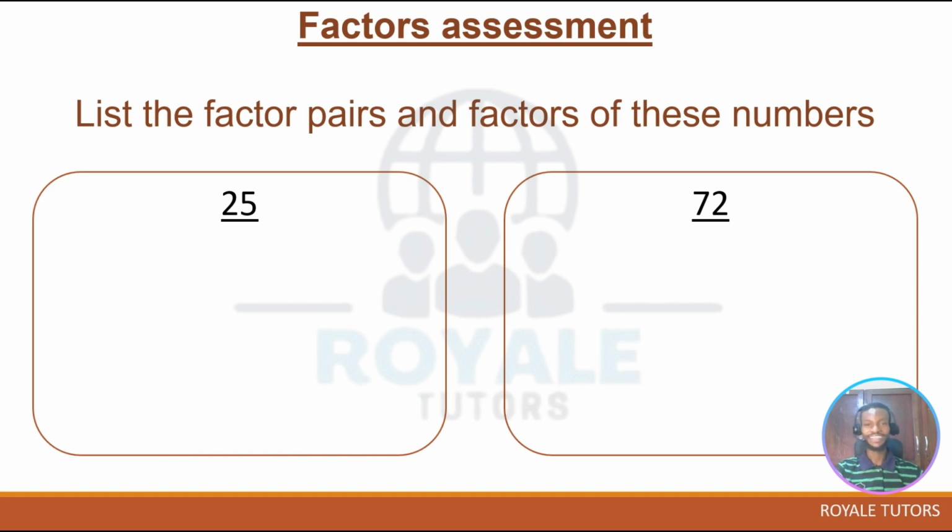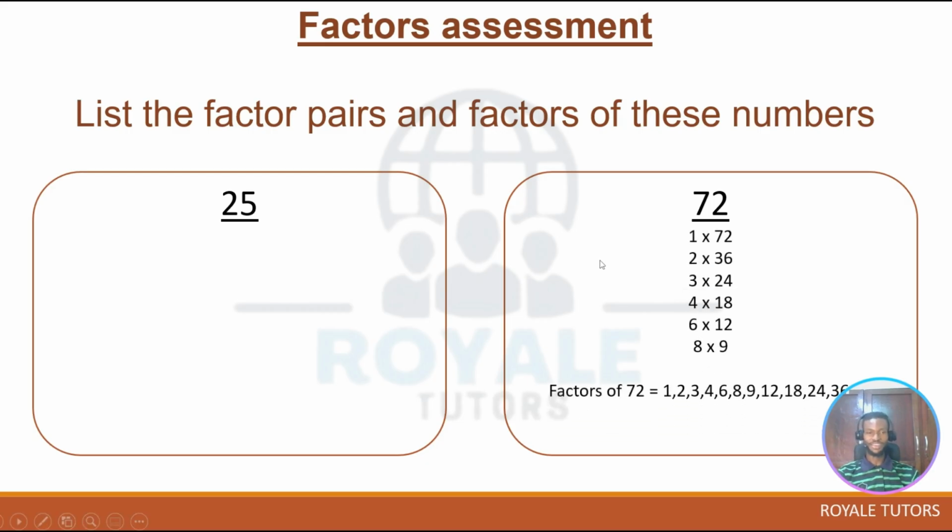Welcome back. So now that you have done your list of factors and factor pairs for 25 and 72, check. Are you correct? So if you're correct, a round of applause for you. And if you're not correct, keep on practicing. With time, you become better.